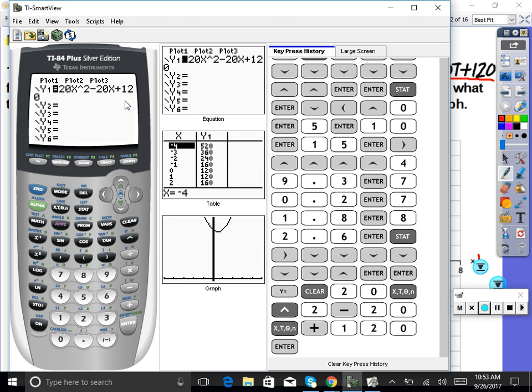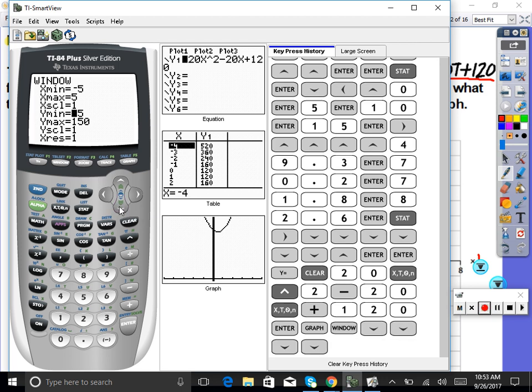So go to window. So I hit graph and I can't see it. Oh, I can because my window's good. But if you couldn't see it, you've got to go to window and say, I need to make my y max bigger. 120 was the y-intercept: when x was 0, y was 120. So I knew I needed to see high up. So I changed my y max to 150.